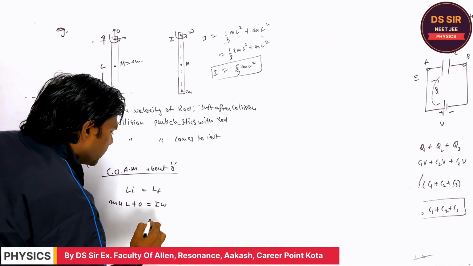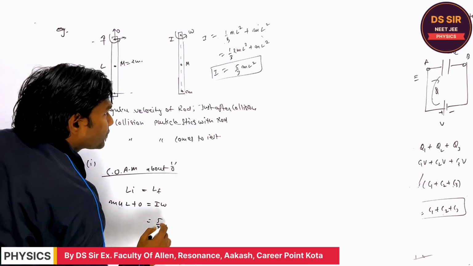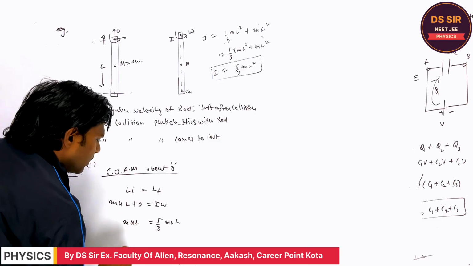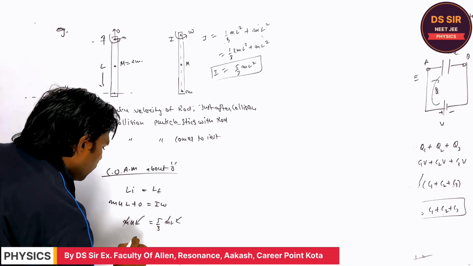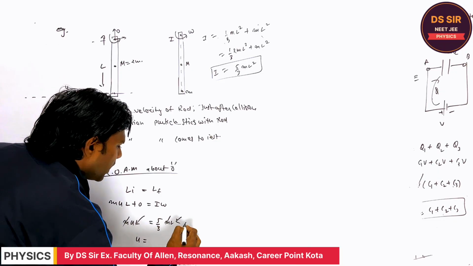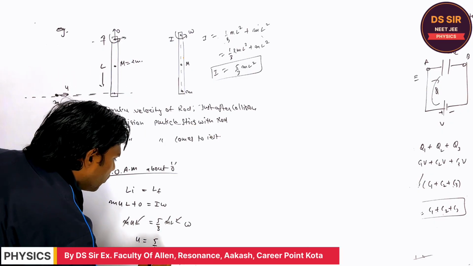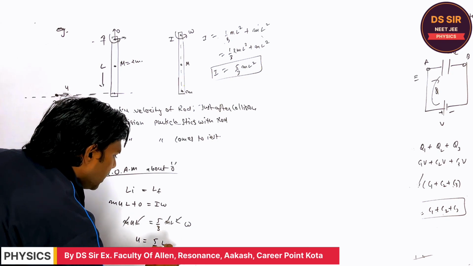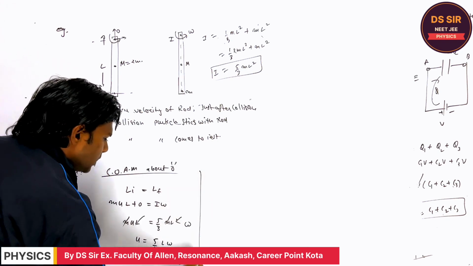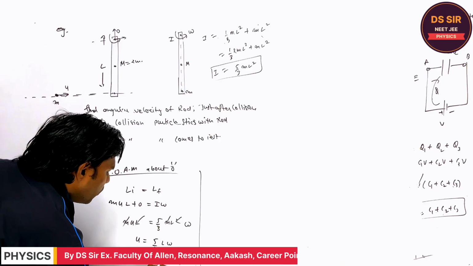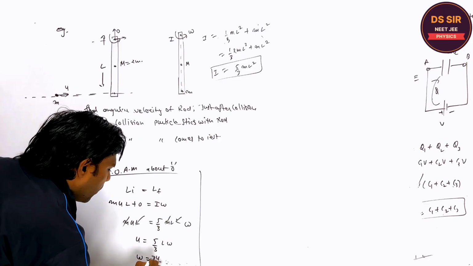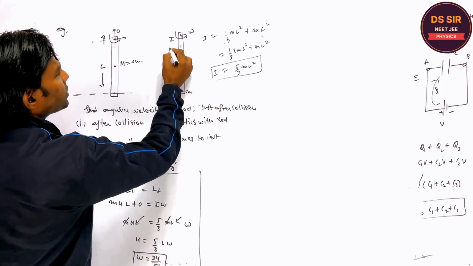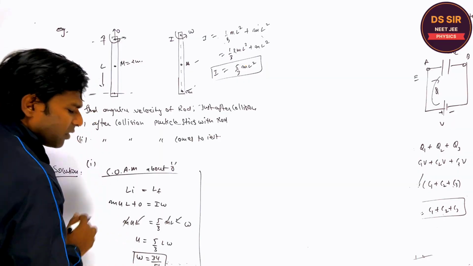So 5 by 3 ml square omega is equal to mu L. m and L will cancel out, so 5 by 3 omega is equal to u, and this gives the angular velocity omega equal to 3u upon 5L. So after collision, when the particle sticks and starts rotating with the rod, this is the angular velocity.